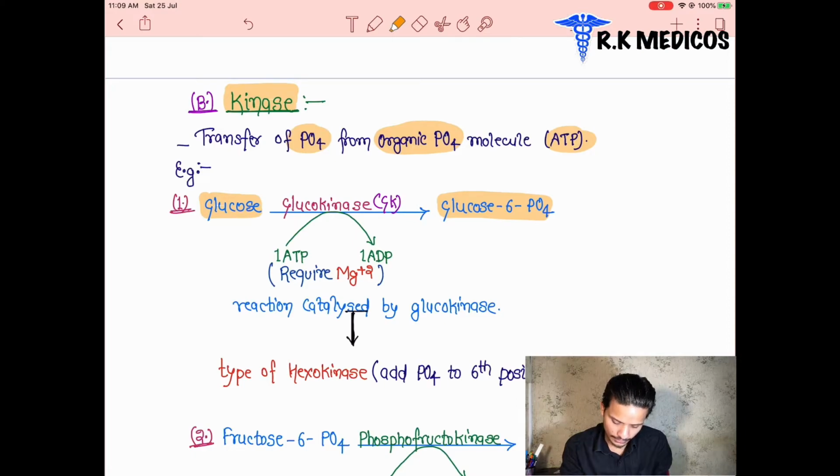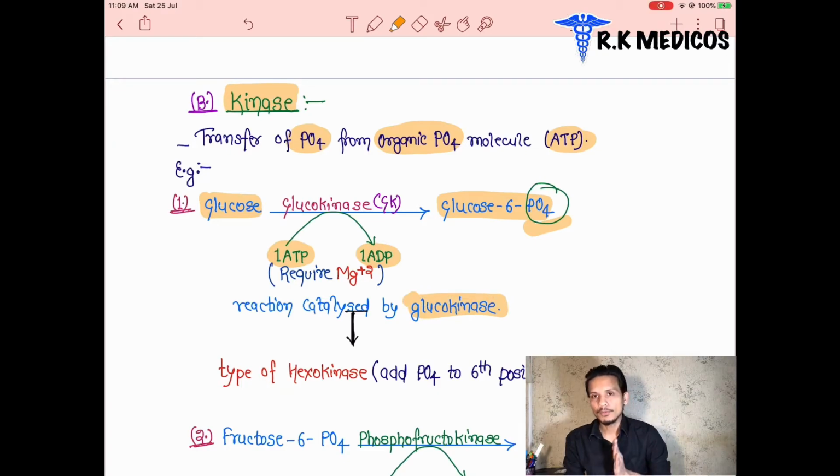We can see here that 1 ATP is converted into 1 ADP. The triphosphate is converted into diphosphate. It means one phosphate group is transferred here, and the transferred phosphate we can see here. Magnesium is required for catalyzing this reaction. So this reaction is catalyzed by magnesium and also by the glucokinase enzyme. From now, when you see any kinase enzyme, directly in your mind there is an organic phosphate that is going to be added somewhere on the substrate.